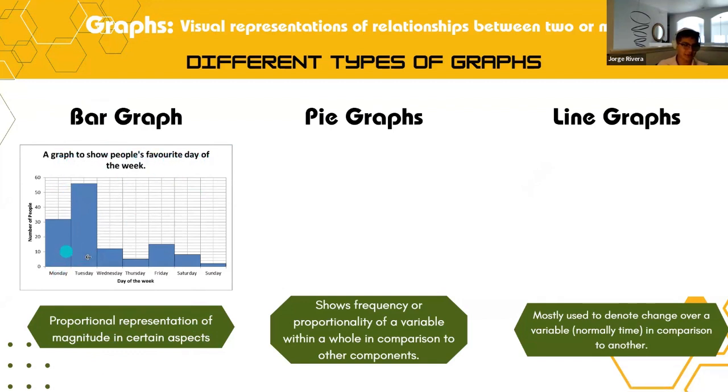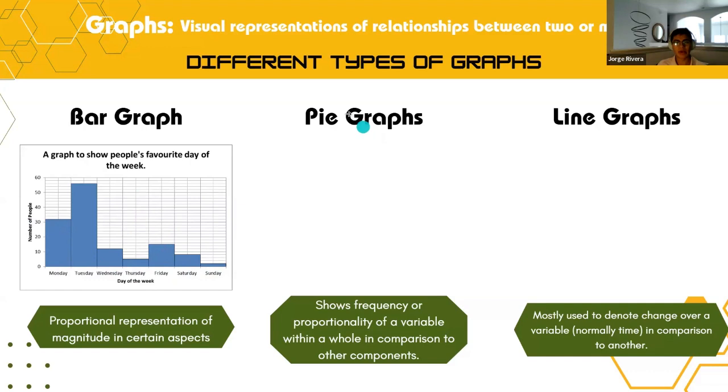And if you guys can see, more people love Tuesday than Monday, right? So that's what that means. More people love Tuesday than Monday, but more people love Monday than Wednesday, and so on and so forth. So the size here is going to be proportional to the quantity of something that it refers to down here.